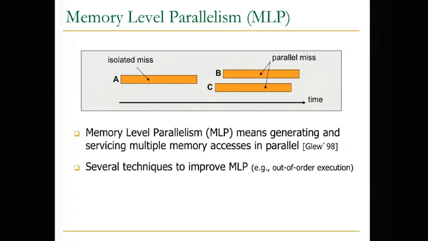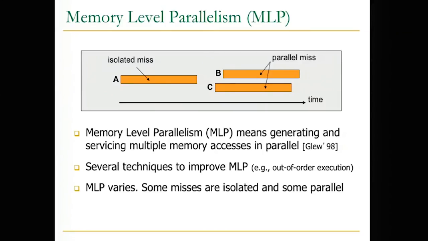And there have been several techniques to improve memory level parallelism, like out-of-order execution. Right? With out-of-order execution, for example, you can generate a load miss, and then you can generate another load miss by another instruction. If your instruction window, how many instructions you can have in the machine at the same time, is 128, you can have 128 misses at the same time, of course, if you're not limited by some other resource.